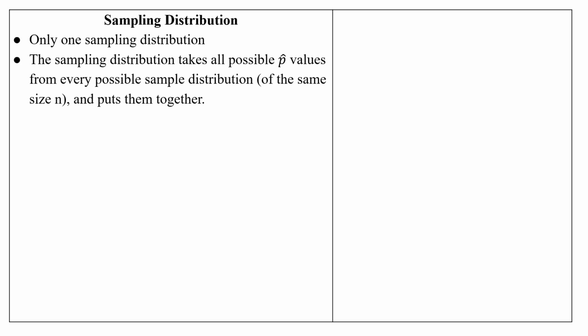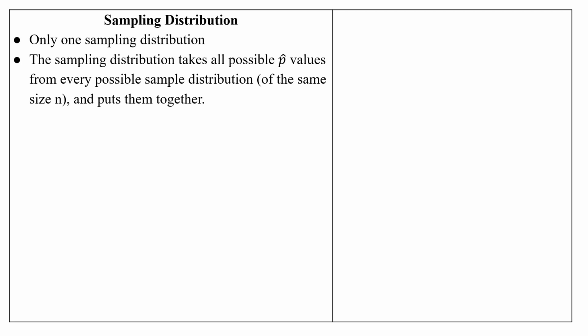Now that brings us to the meat of our lesson today, and that is the sampling distribution. So the sampling distribution, there is only one sampling distribution. We made a simulated sampling distribution in our activity, but the true sampling distribution, there's only one.